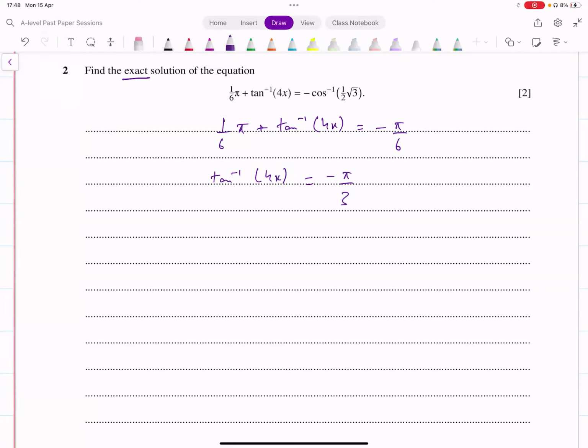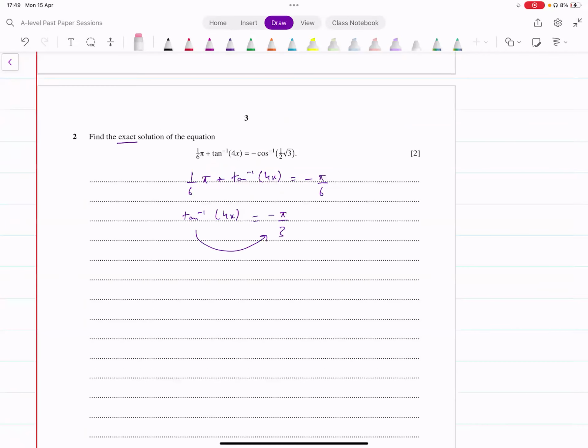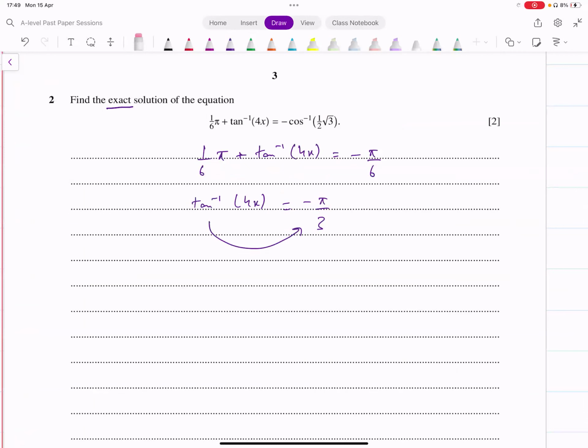That's what we're getting. Now remember, we want an exact solution. What do we do next? This is tan inverse of 4x equals minus pi over 3. Now, we can't evaluate this. We can't evaluate tan inverse 4x because we can't input x in the calculator like this. At least the calculator is not going to give us a result for that. So what do we do instead? This is tan inverse on the left side. If we take it to the right side, what is that going to become? It's going to become tan, the inverse of that.